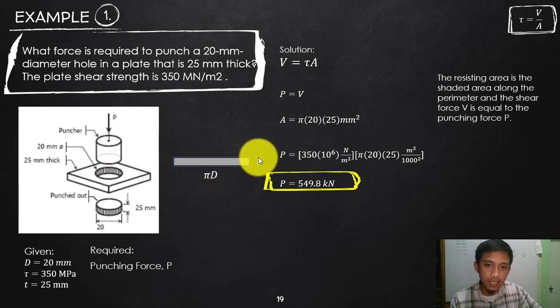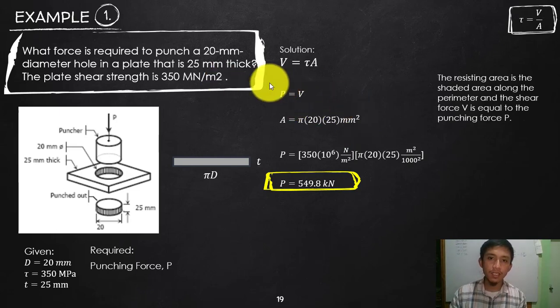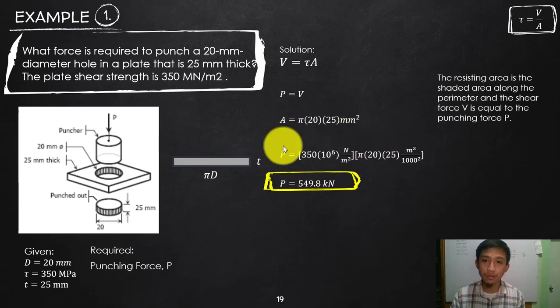times that thickness. So the area is pi d times t. Okay, so pi, what is the 20? That is the diameter. What is the t? That is the thickness. So mm will be mm squared. Okay, so that is our area. Again, what are we trying to find is the P. So P is equal to tau, since we are given tau, and then we figure out what is area. Then all we need to do is solve for the force P.